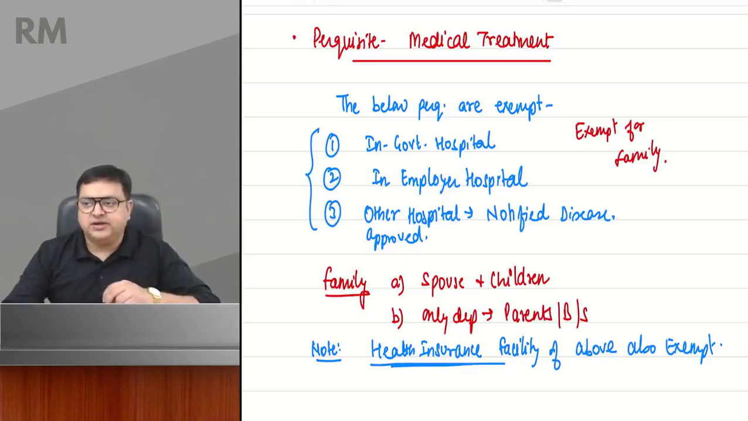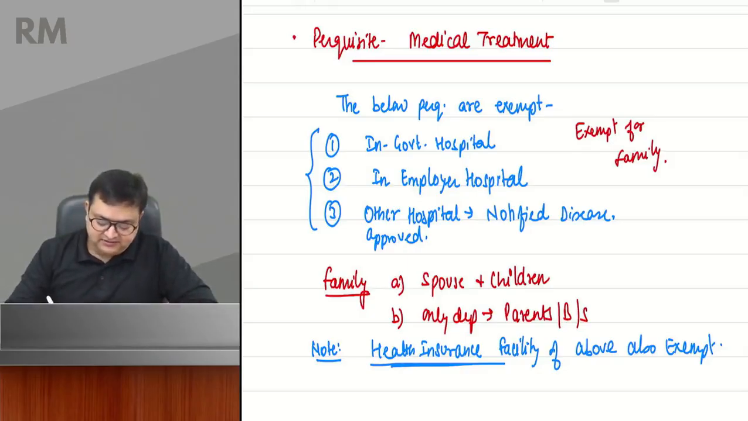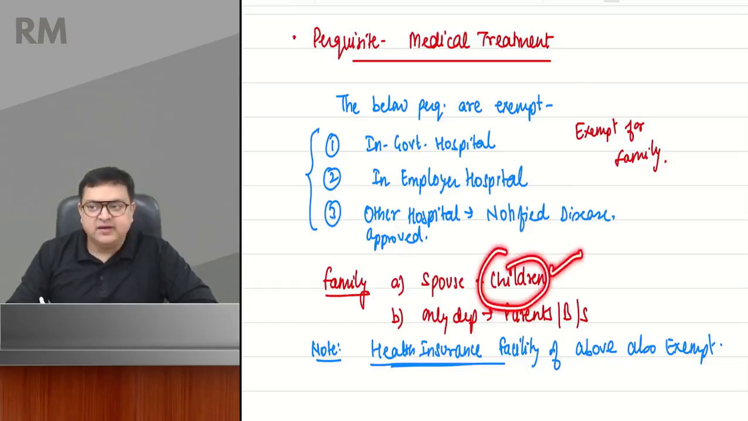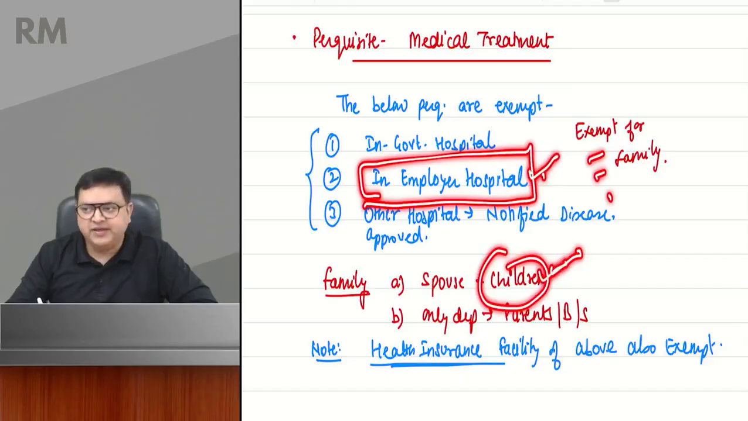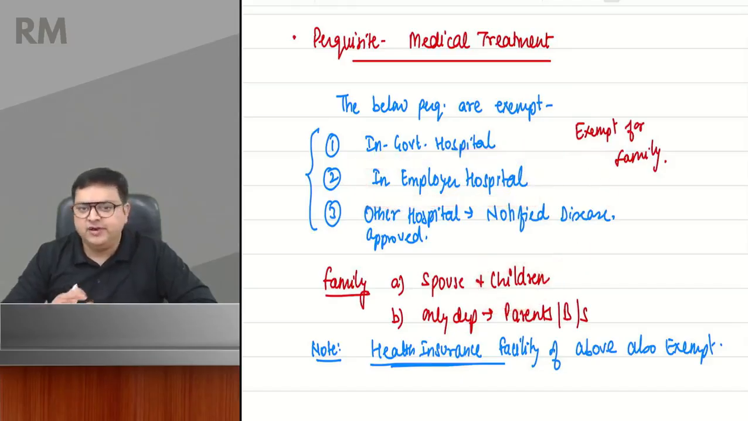In this question, the treatment is of the son. Son is part of the family, right? And where was it treated? It was treated in the employer hospital itself. So for employer hospital, it is exempt for the family, and son is part of the family. So in this case, it is purely an exempt perquisite.